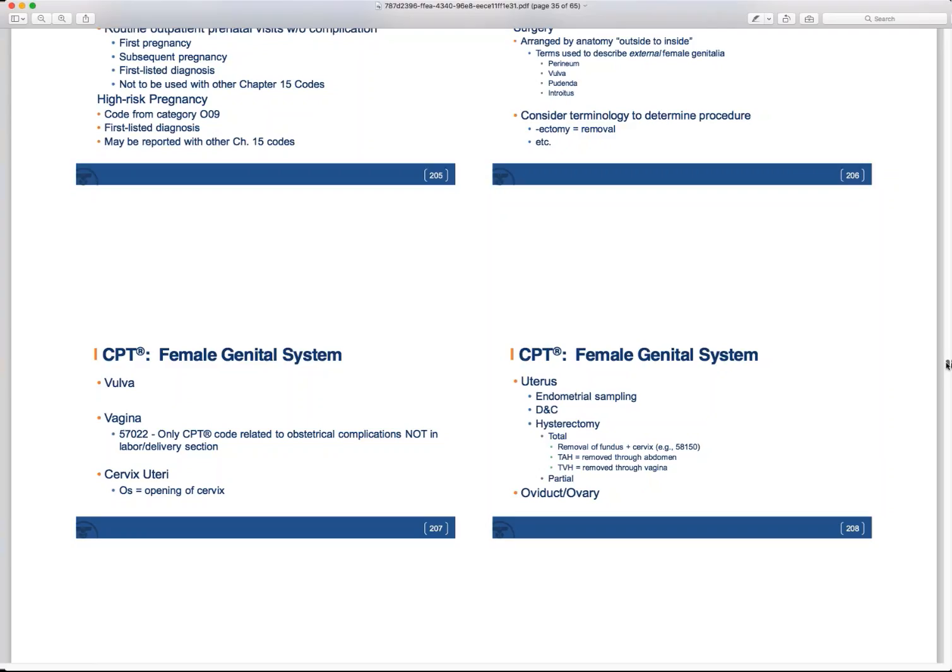Okay, let's see. I'm just looking at some paperwork right here. All right, so back to the female genital system.